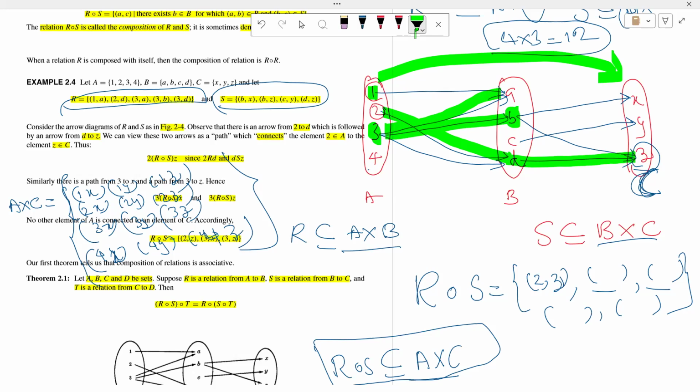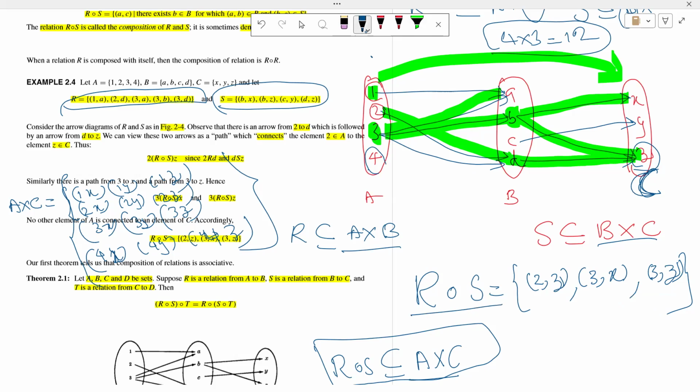From B, I can move to X, right? This is one option. So one pair is 3 comma X. Also another pair is there, right? What is the next pair? Next pair, from 3 to B, then I move to Z as well, right? So my second pair, 3 comma Z. Now if I take 4, from 4 I can't move to any places. So these are the three ordered pairs for the composition relation R of S, right?